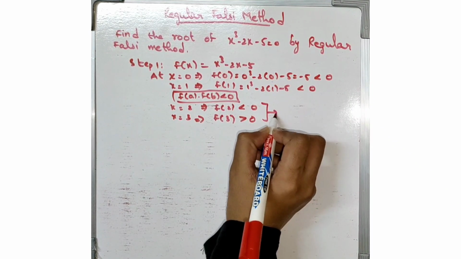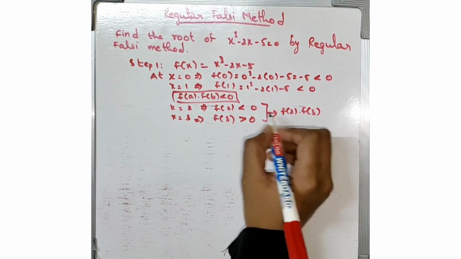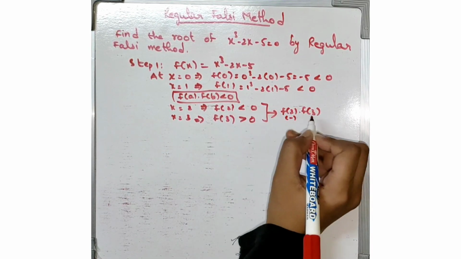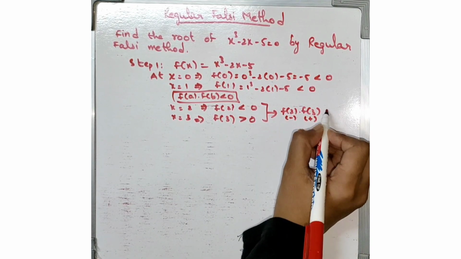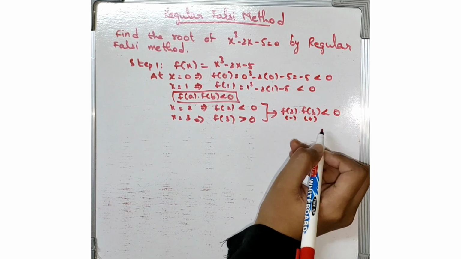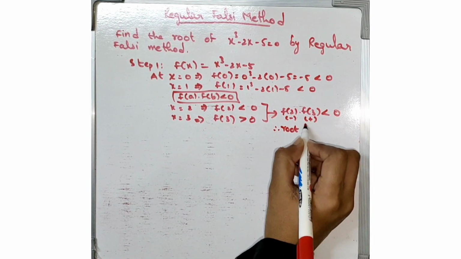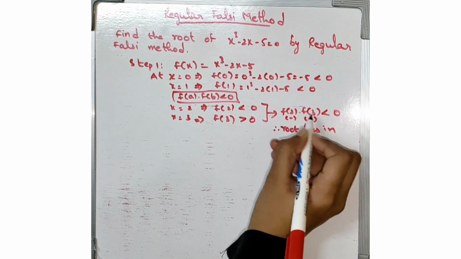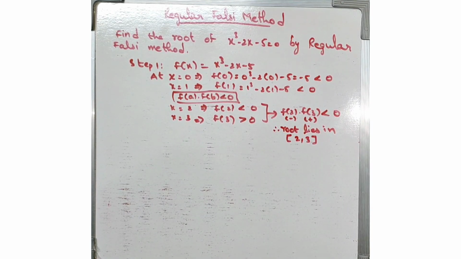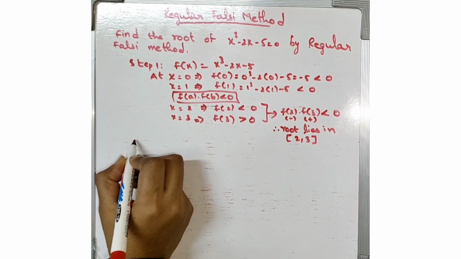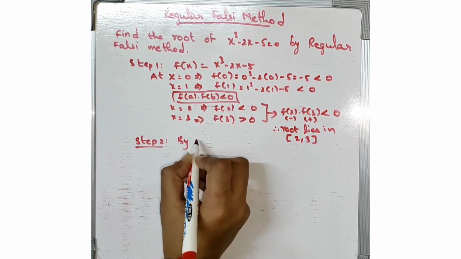Now consider these both, that is f(2) times f(3). f(2) is negative, less than 0, and f(3) is positive, greater than 0. Then the product will be less than 0, since minus times plus is minus. Therefore, the root lies between these two values, that is (2, 3). Now we have to do the approximations by the regula falsi method.